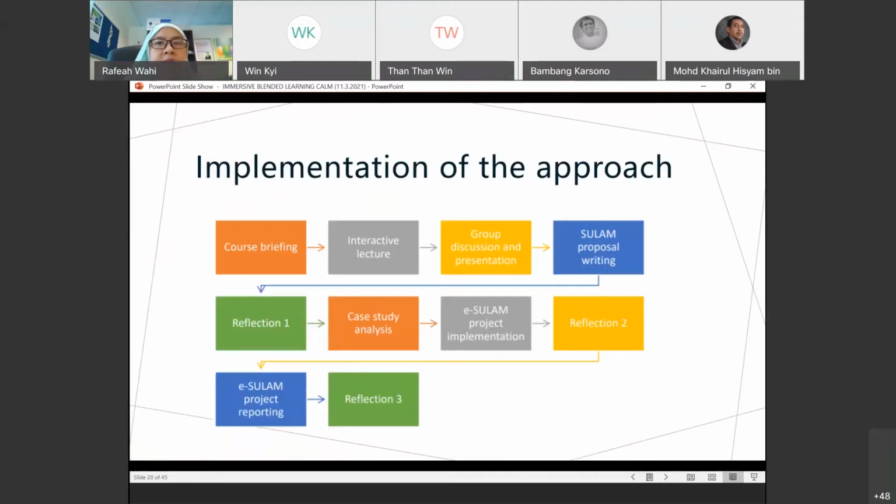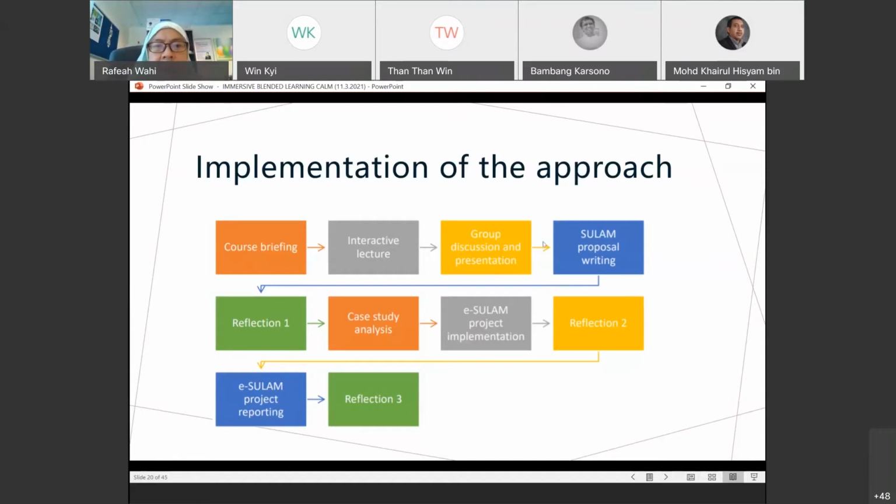So this is briefly the implementation of our teaching learning approach. First, at the beginning of the semester, we have course briefing, and then we have interactive lecture and group discussion and presentation. So we finish everything first, all the course content, all the learning units, before the students start doing their proposal for the SULAM project, because they need the information and the knowledge from the course content in order to understand the things that they need to do for the SULAM project.